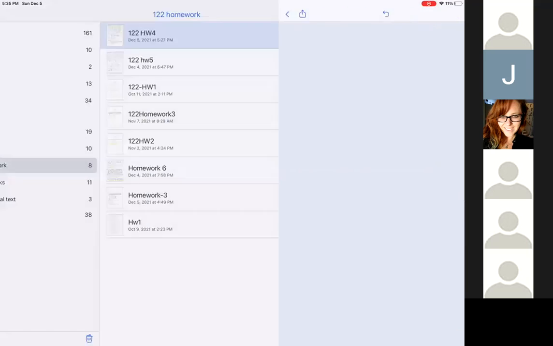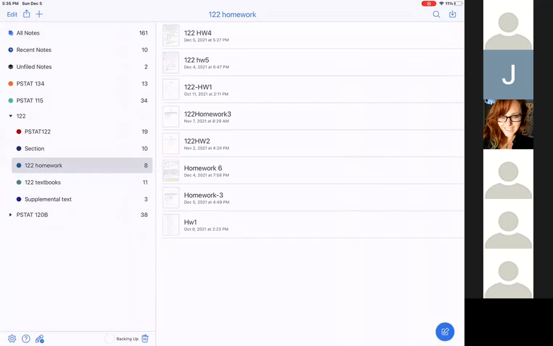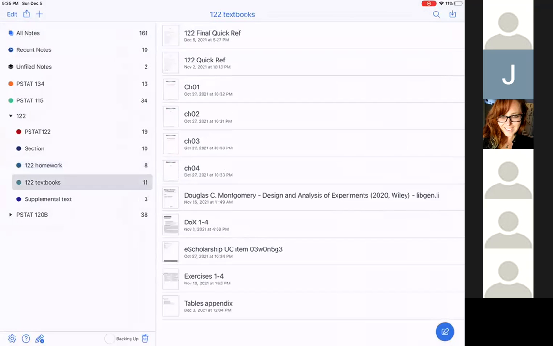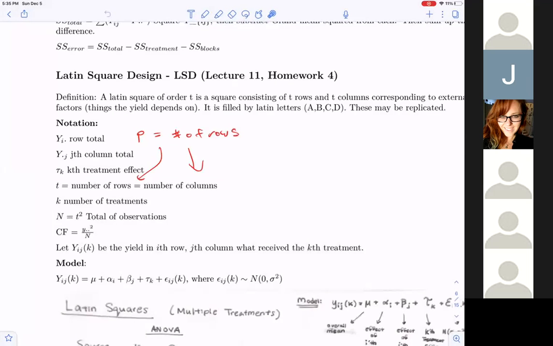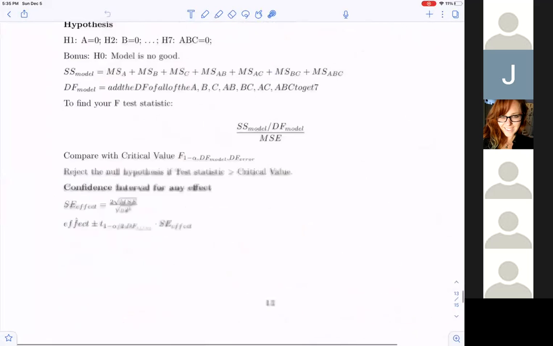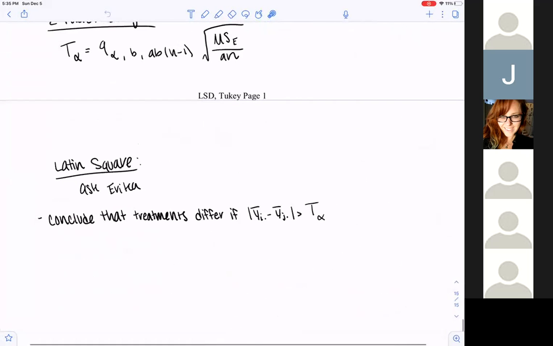Let me take a look at the quick reference. Meredith, did you ever find the Tukey for the Latin square? Yeah, I sent a picture. Erica sent it to me. Okay, I don't think I included it. Mine just says ask Erica. So I sent the picture in the group chat. Okay, just from my email. Sarah, I can actually just forward that email to you. Okay.